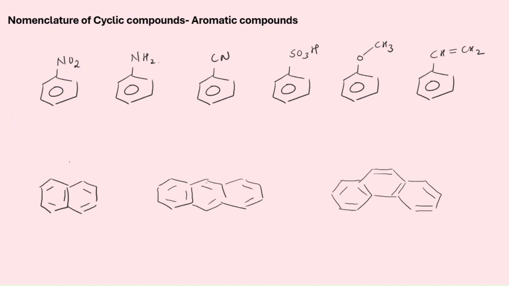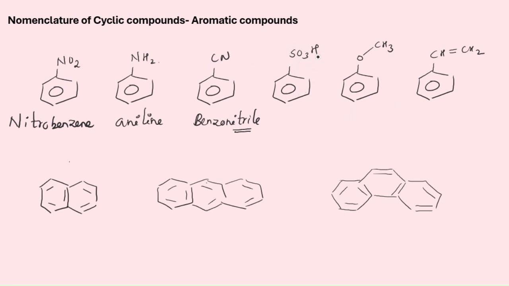Now, for the first molecule, the functional group is nitro. Therefore, you're going to call this nitrobenzene. The second molecule, the functional group here is amine. Therefore, you can also call this aminobenzene, or it's usually called aniline. Now, here the cyanide is a functional group. Therefore, you can call this cyanobenzene or benzonitrile. Nitrile refers to the cyanide group.